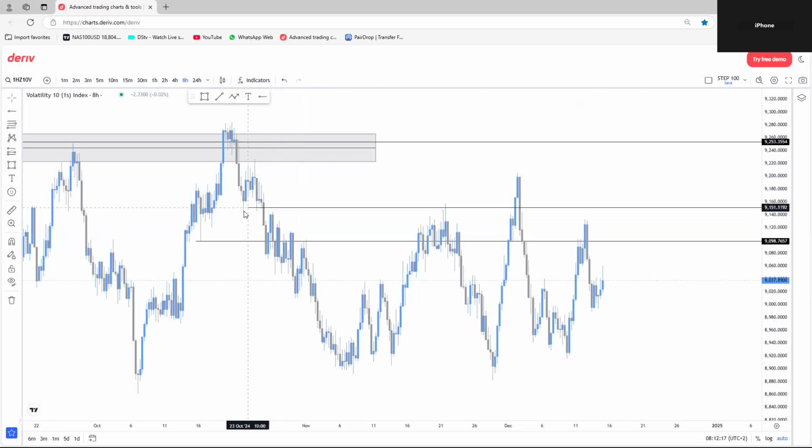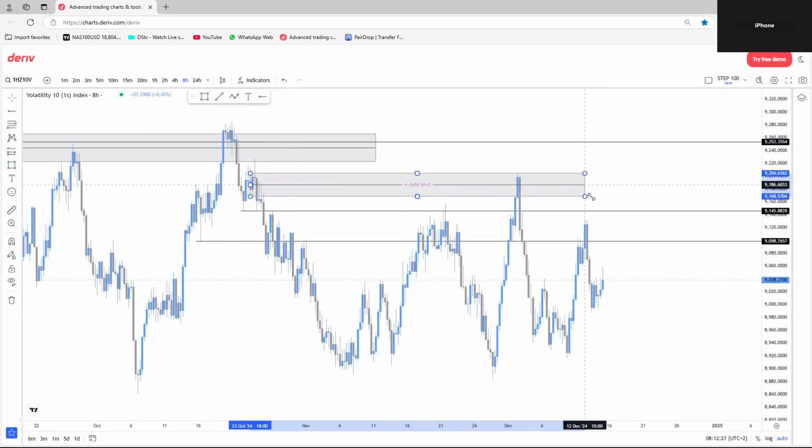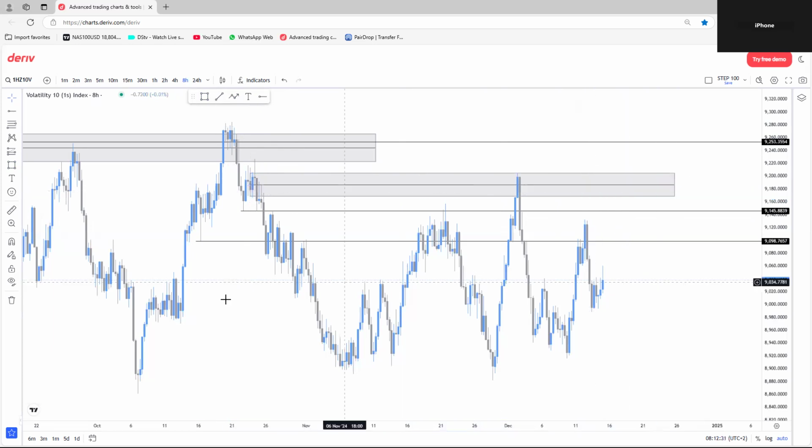There's a block, right? So it's unclear a bit, but then there's another block. Hence I was like, I haven't taught you how to see zones yet, so it's going to get confusing. So we have an order block here and stuff.